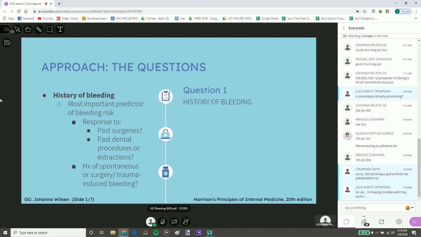So the questions we can ask would be, has the patient had past surgeries, and what was the response of the patient to these past surgeries? Were there any significant complications because of bleeding?